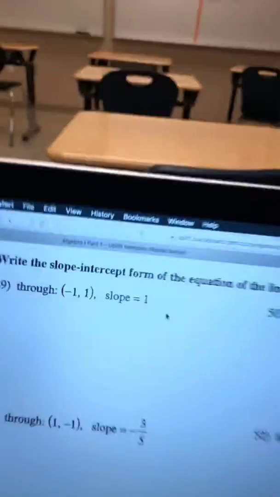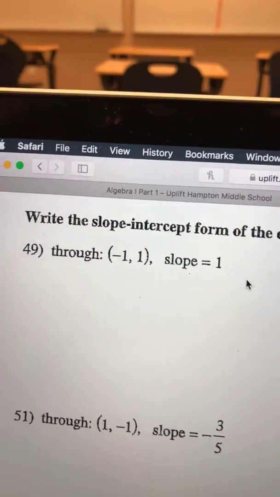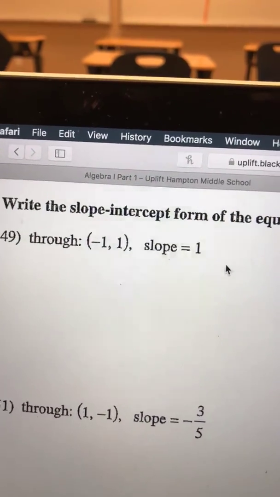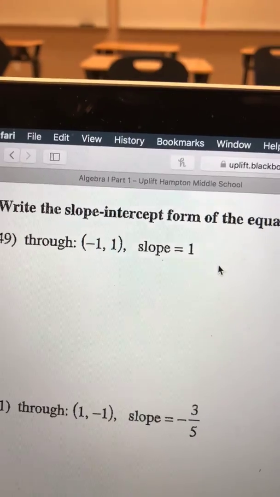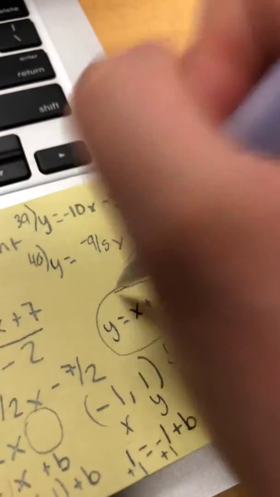I already know my slope. It's already been given to me. So just as we did above, plugging in the information, my final answer for number 49 is y equals x plus 2. Awesome. Go ahead and do the rest on your own.